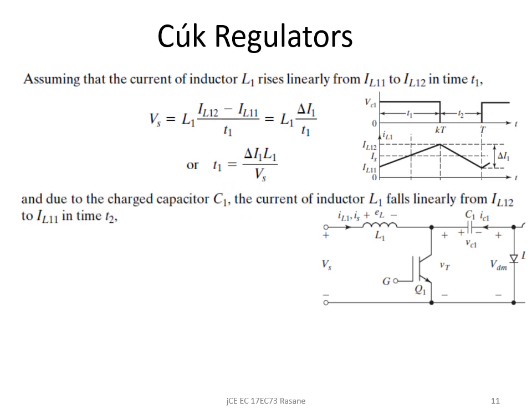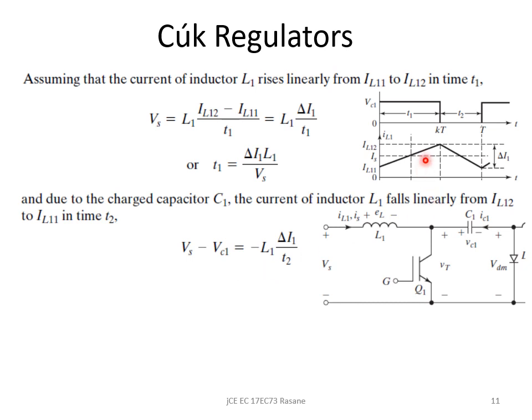And due to the charged capacitor C1, the current of inductor L1 falls linearly from IL12 to IL11 during the off period, that is when this transistor opens up. What is the inductor voltage? This is open, so it is the voltage at this point and the voltage at this point. At this point it is Vs, and at this point this is going to be on, so it is nothing but the voltage across the capacitor. So you will get the inductor voltage as Vs minus Vc1.